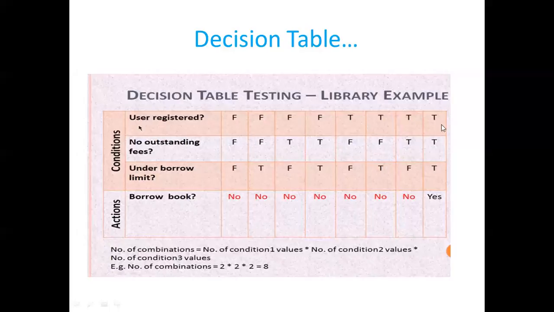We can also optimize this table. We can optimize this table and get fewer test cases than 8. Let's see that.